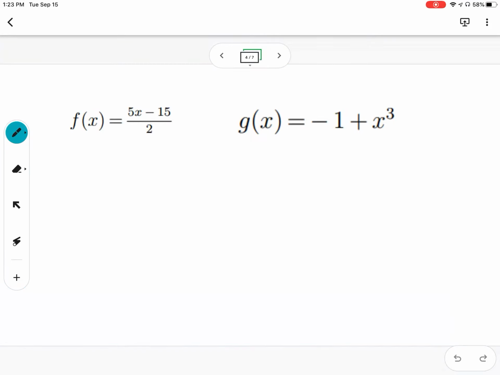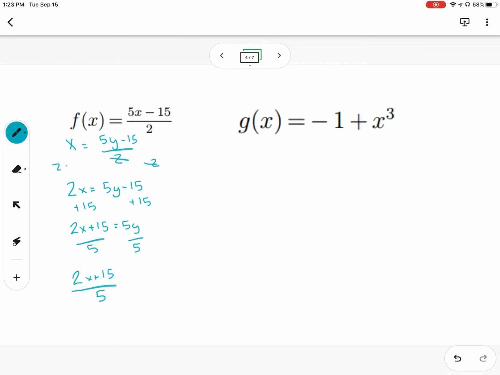I'll do a couple more examples. Remember, first switch your x's and your y's. We'll multiply both sides by 2: 2x equals 5y minus 15. Add 15 to both sides: 2x plus 15 equals 5y. Divide both sides by 5. So (2x plus 15) over 5 will equal y, and that is the final answer.